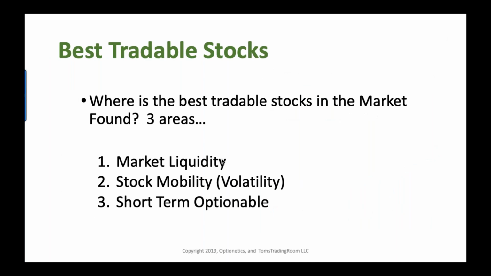So the way we start out is this. There are thousands and thousands of stocks out there in the market. Where are the best tradable stocks found? They're found in what I call 3 areas. Market liquidity, that's number 1. Stock mobility, and it has to be short-term optionable. What that means is that I need to see a lot of liquidity. I need to see a lot of players. I want to be a small fish in a big pond. And number 2, I want to make sure whatever I'm buying, especially if I'm buying calls or puts, has the ability to move, or at least has the perception of moving in the future. And then finally, it's got to be short-term optionable.